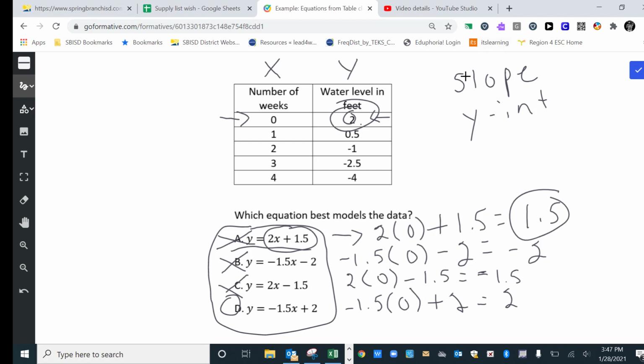So if you forget how to find slope and y-intercept from a table, and you have the equations for your answer choices, you can substitute in values for x in the equation and see if you get that value for y.